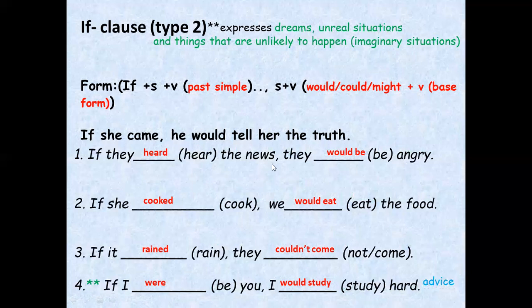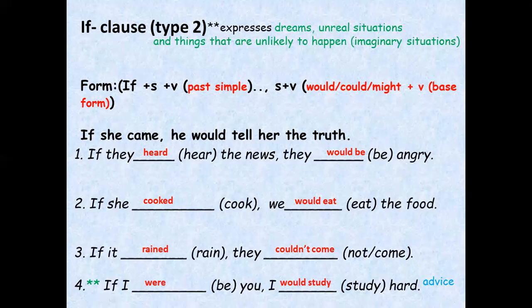We use if clause type 2 to talk about unreal situations. What do we mean by this? Pay attention here. If she came, he would tell her the truth. What does this sentence mean? It means that she didn't come and he didn't tell her the truth. What happened in the real world, in reality, is that she didn't come and he didn't tell her the news. But we are imagining a situation where she really came and he told her the truth, and we are saying if she came, he would tell her the truth. But in reality, she didn't come and he didn't tell her the truth.